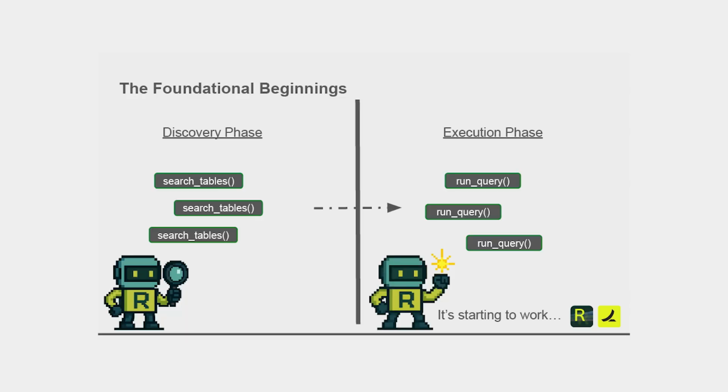So now we have the foundation of what I think really works here. We have the discovery phase, which is where we're actually figuring out what is our landscape, and our execution phase, where we know our landscape and we want to begin executing queries onto it to get a full picture.